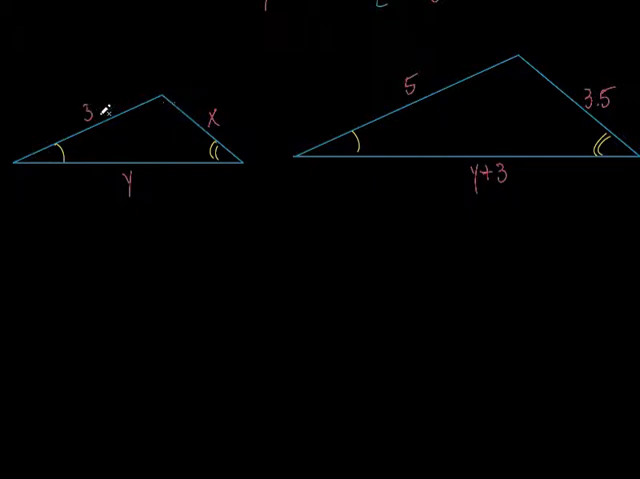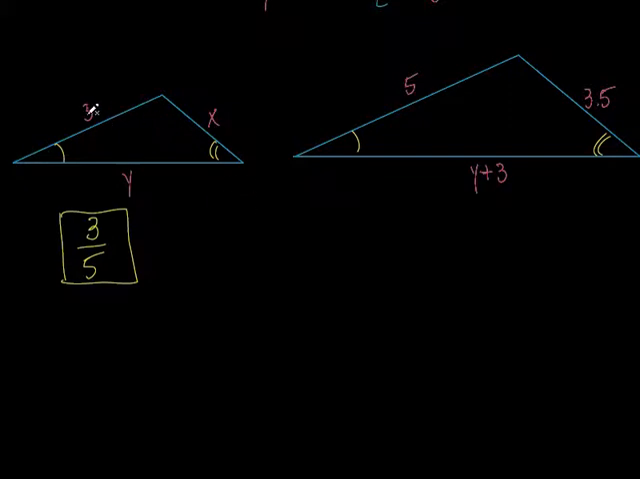So look what I know. I know this is a 3. What does this match up with? Well, look, it's opposite the angle with two arcs. This is opposite the angle with two arcs. It's 5. So what's my scale factor? It's 3 to 5. That's really important. That's my scale factor. Remember, the other ratios of the sides have to equal 3 to 5.